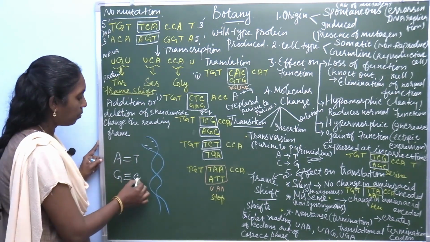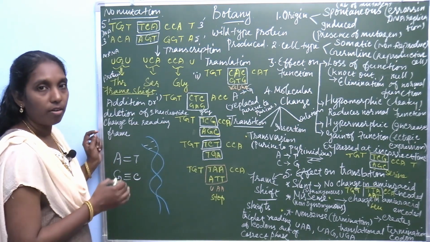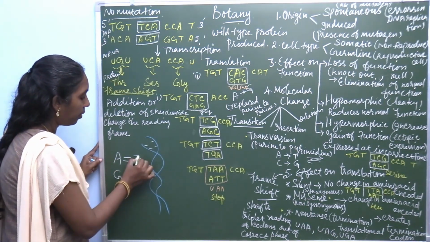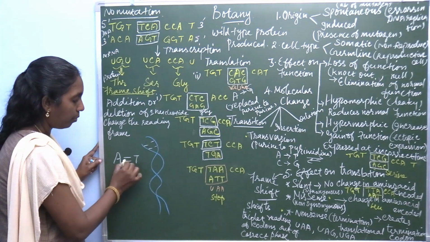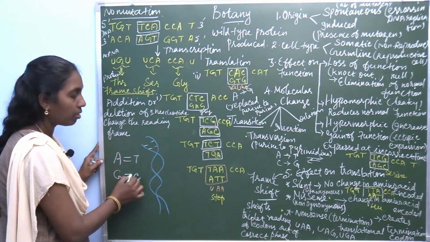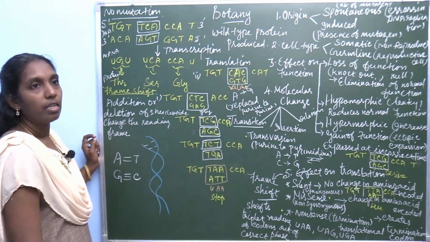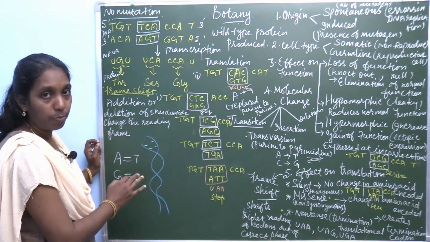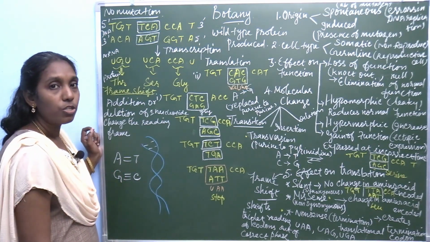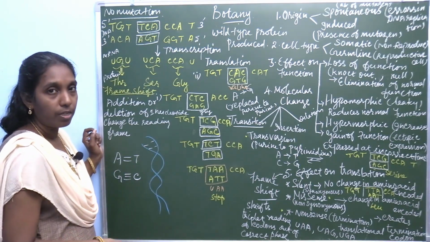For these nitrogenous bases there is a rule, Chargaff's rule. Adenine always combines with thymine with a double bond. Guanine combines with cytosine with a triple bond. And these nitrogenous bases link with a sugar, a pentose sugar, and a phosphate group.